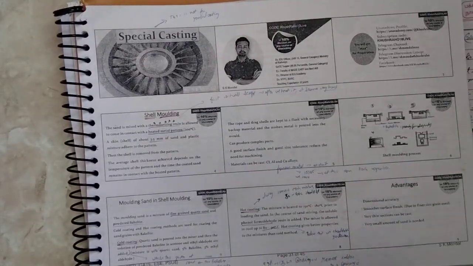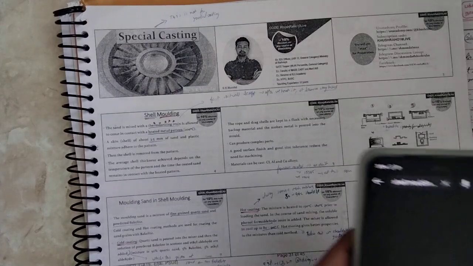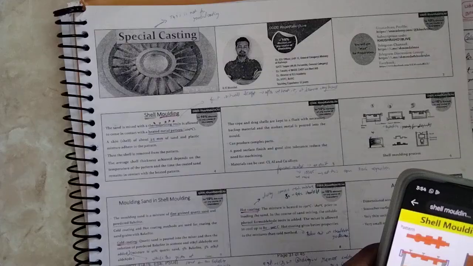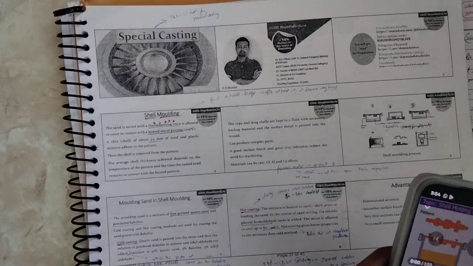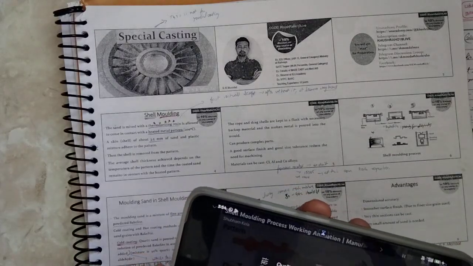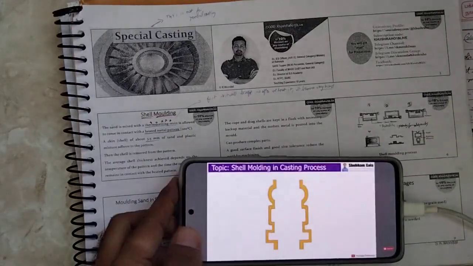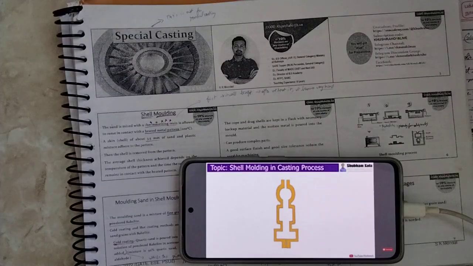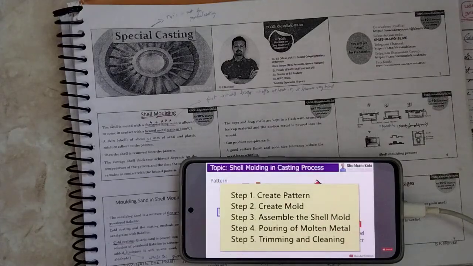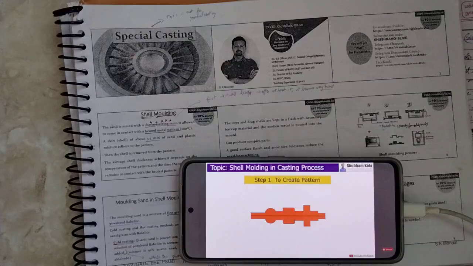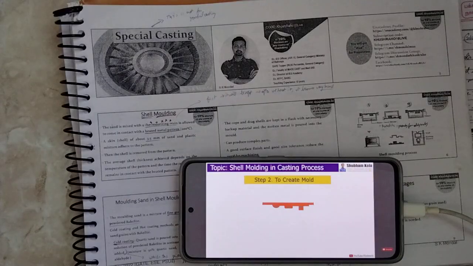Shell molding casting animation. Today's session we learn about the shell molding process. It is a casting process in which the mold is a thin shell made of sand, held together by thermosetting resin binder. The process consists of the following steps. The first step is to create the pattern, composed of two pieces created in the shape of the desired part. The next step is to create the mold.